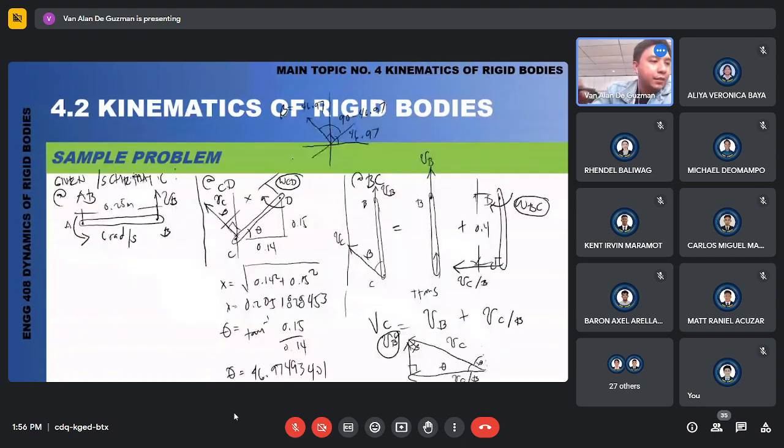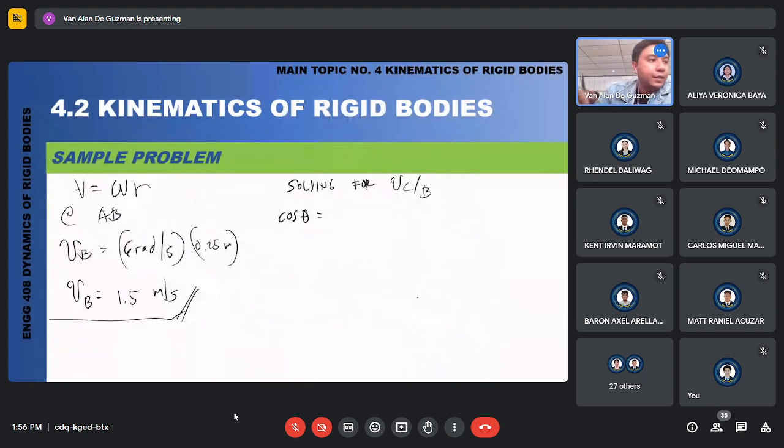Tama ba? Tangent inverse. Tangent theta pala, sorry. Tangent theta is equal to the opposite side natin, vis-a-vis over yung ating nahanap, VC relative to B. So how do we solve for that? VC relative to B is equal to VB over tan theta.